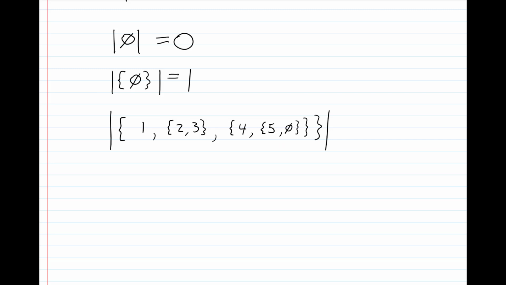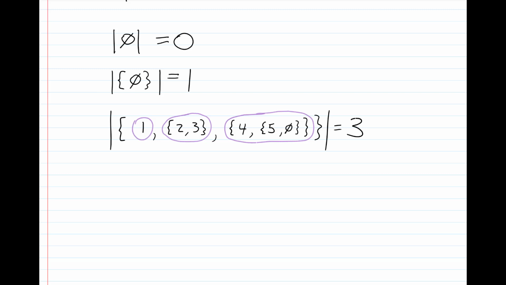Well, let's see. How many things do we see? Let's count them. I'll circle them in purple. There's one thing that I see. Here's another. And here's another. How many things do I see? I see 3. The cardinality is 3.